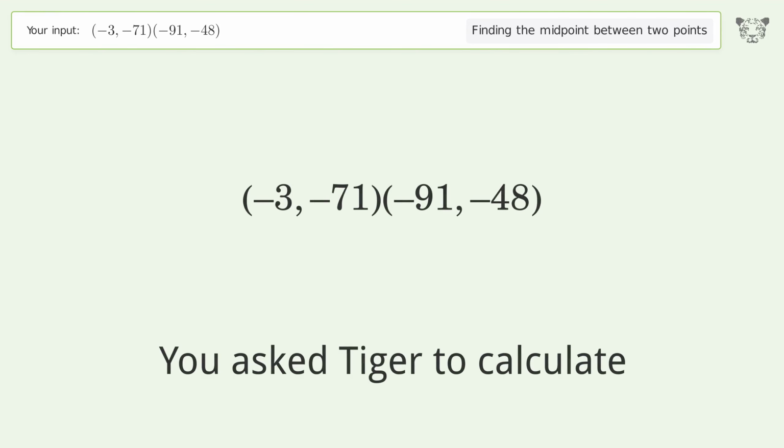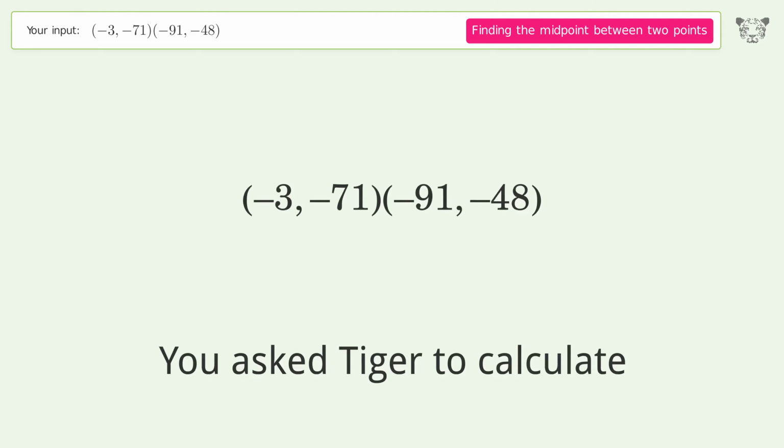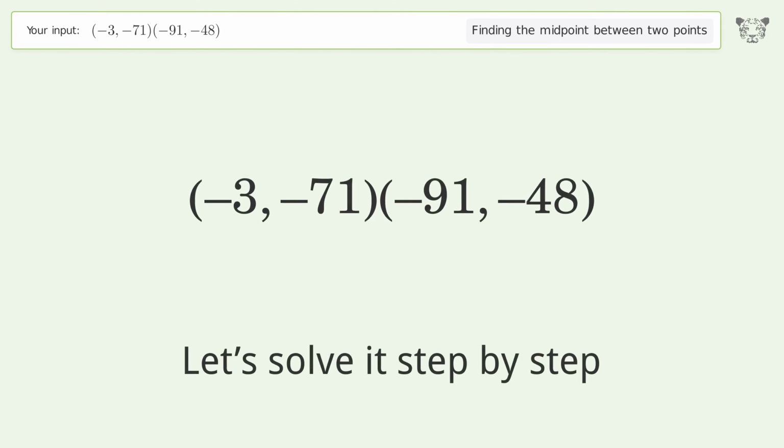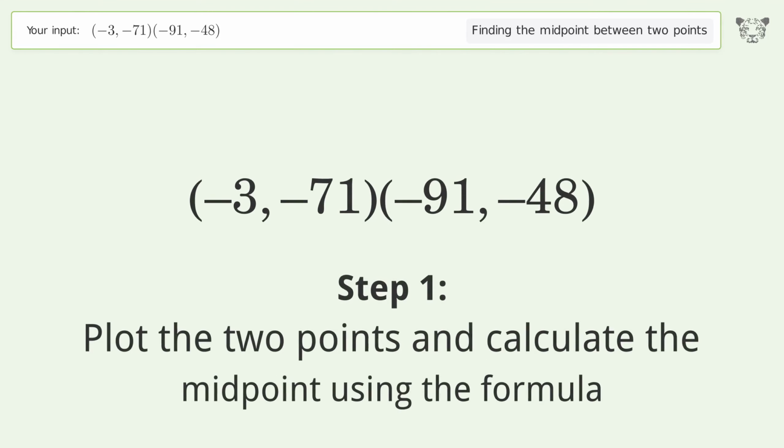You ask Tiger to calculate. This deals with finding the midpoint between 2 points. The midpoint between the 2 points is -47, -59.5. Let's solve it step by step. Plot the 2 points and calculate the midpoint using the formula.